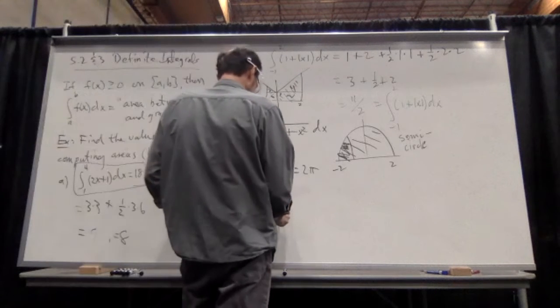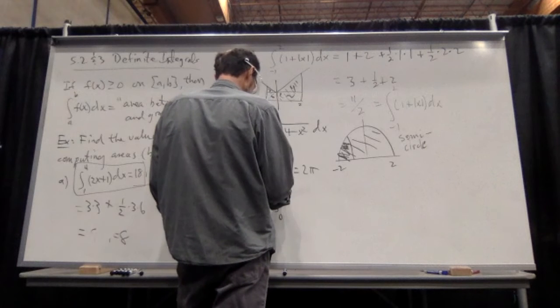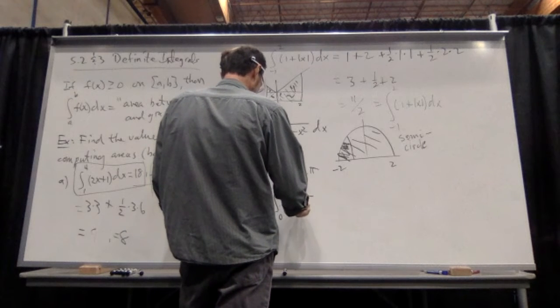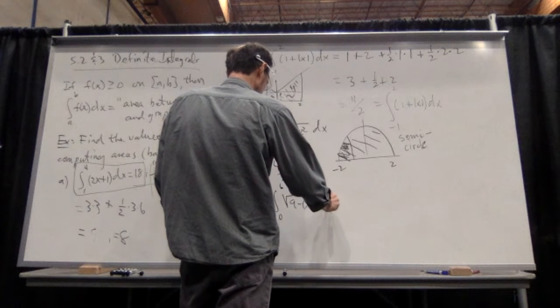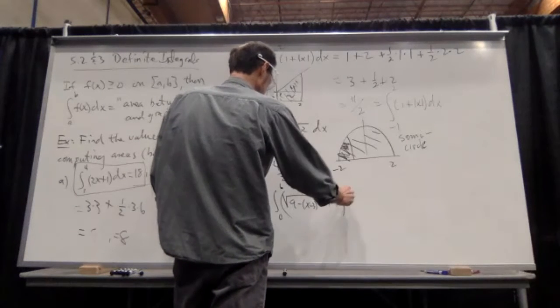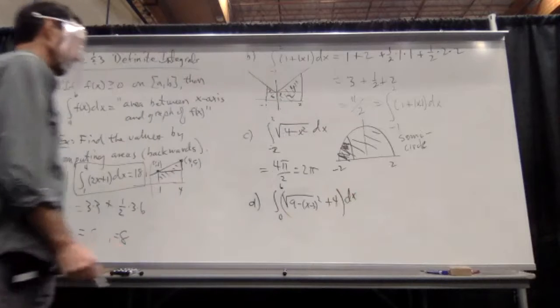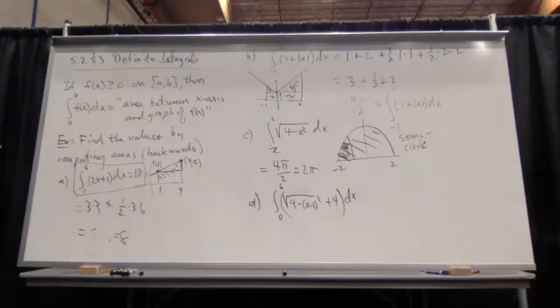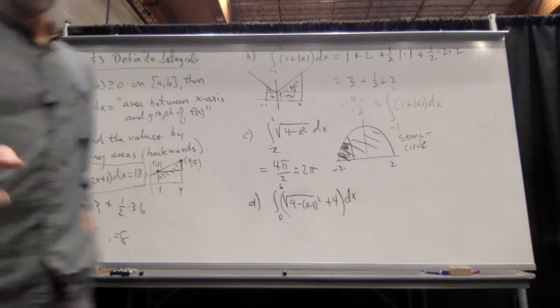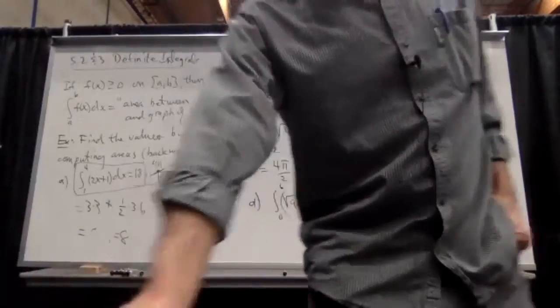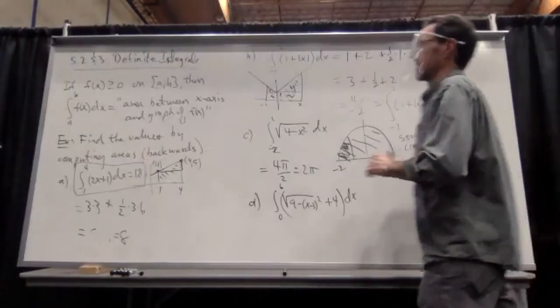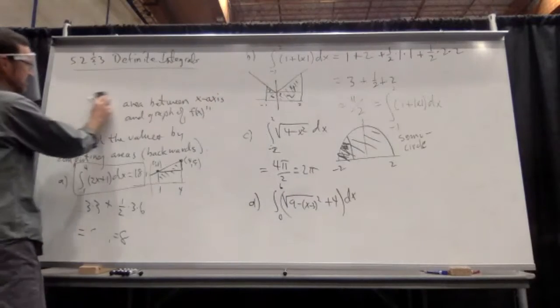All right, one more here. Let's take 0 to 6 of the square root of 9 minus (x minus 3) squared, plus 4. Zero to 6. Okay. So cover up the plus 4. Focus on the radical. What's the graph of that radical? What shape is it? Compare it to part C.